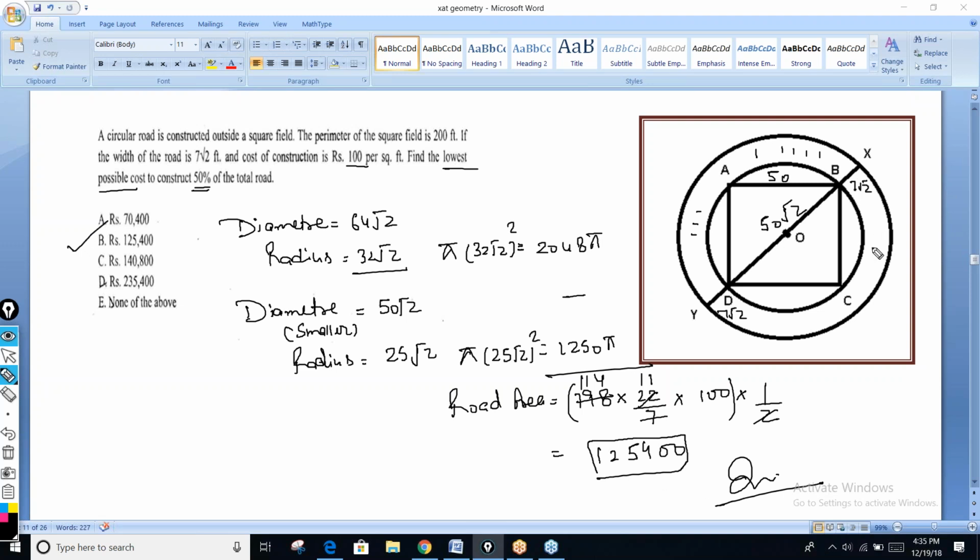So, a simple question. We need to find the cost of the road. Find the area of the bigger circle, subtract the area of the smaller circle to get the area of this part. This is also mensuration. Simple. Come to the next one.